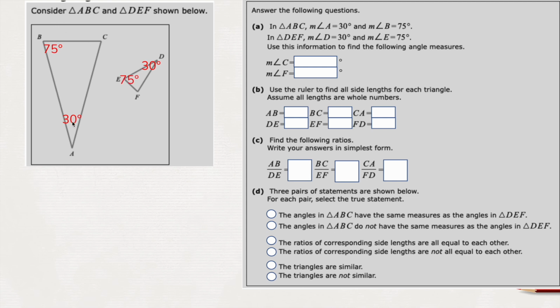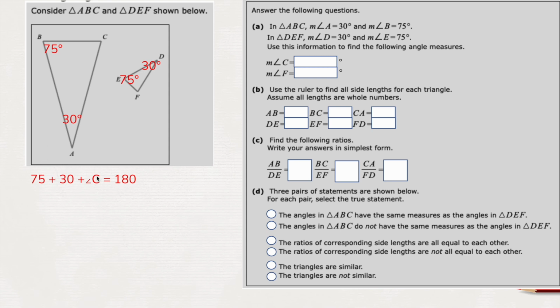They told us that angle A was 30 degrees and angle B was 75. Angle D is 30 degrees and angle E is 75 degrees. So they gave us these 4 pieces of information. They want us to answer the question, what is angle C and what is the measure of angle F? So we're going to have to use the triangle angle sum theorem to answer this, because the 3 angles of a triangle have to add up to 180 degrees.